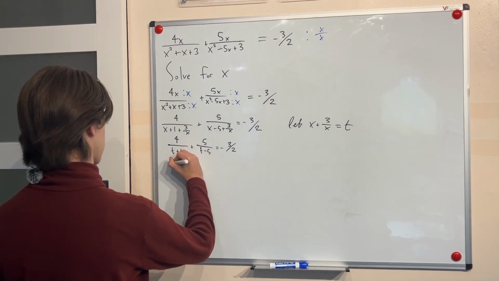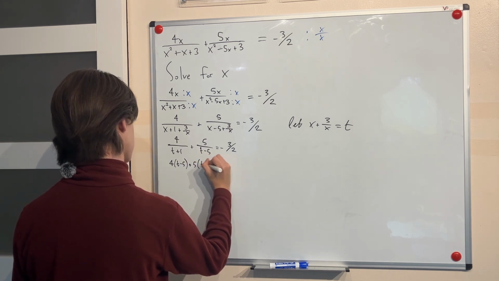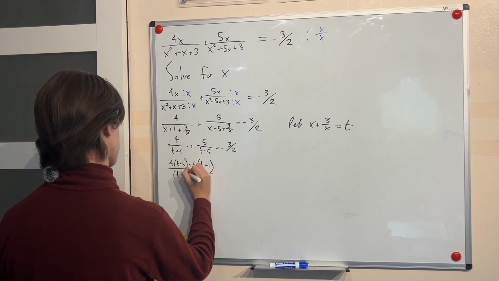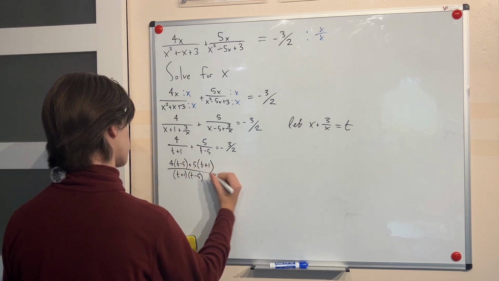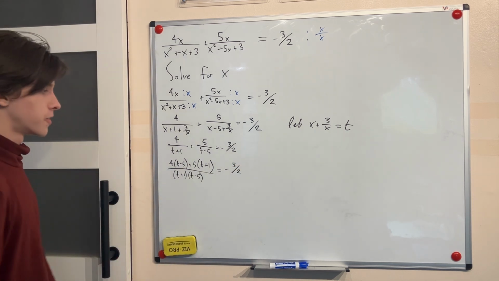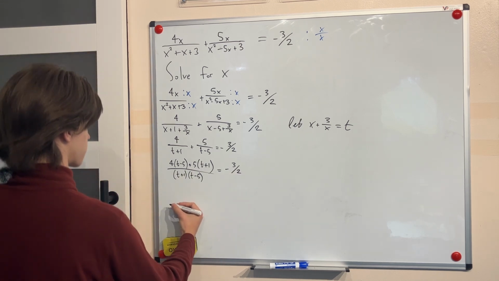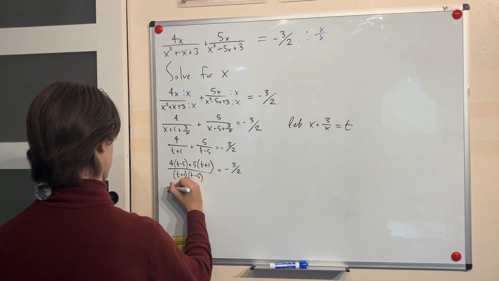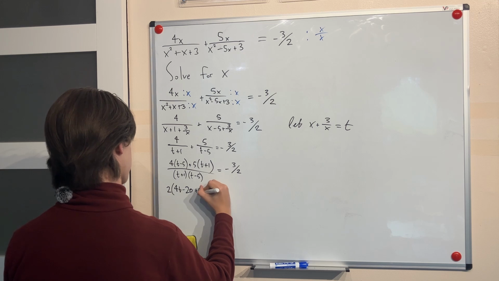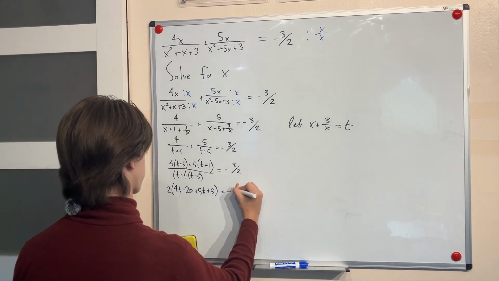So we get 4 times t minus 5 plus 5 times t plus 1 over this factored quadratic, t plus 1 times t minus 5. That's equal to minus 3/2. So let's open some things up, make it a bit easier. We can drag over 2 to both of these sides. So we get first 2 times 4t minus 20 plus 5t plus 5. That's equal to negative 3.